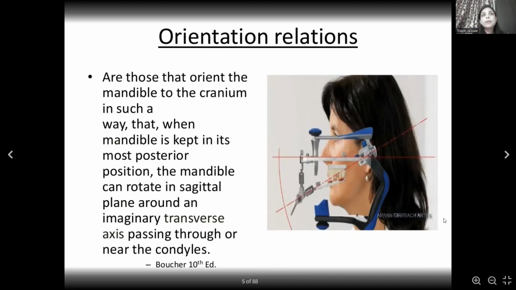What is the sagittal plane? It's a vertical plane which bisects the body into two parts, left and right. In the sagittal plane, when the mandible is in the posterior most position, it can rotate around an imaginary axis passing through the center of the condyles. This is the orientation relation, and this is the record which we need to make for the orientation jaw relation.